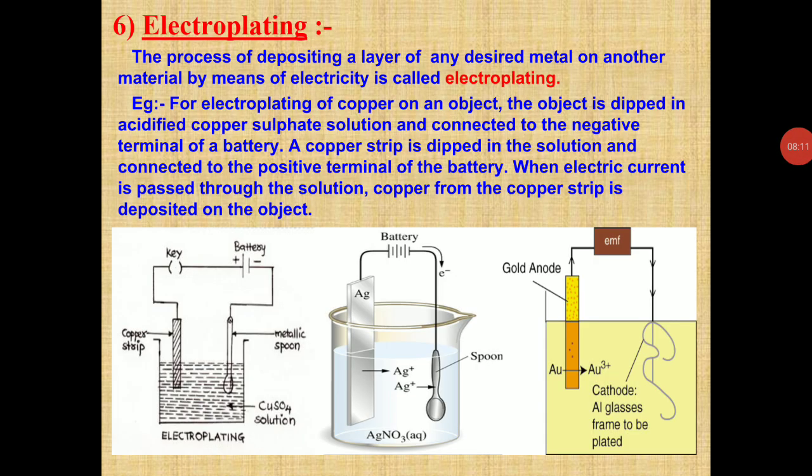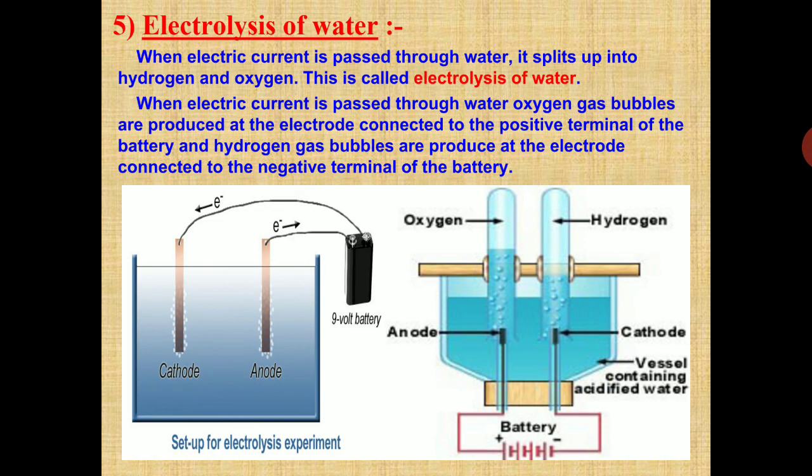So what is electrolysis of water? Electrolysis of water means when electric current passes through water, it is split up into hydrogen and oxygen. You know that water is composed of hydrogen and oxygen. And oxygen is liberated at the anode where the positive terminal of the battery is connected, and hydrogen will be collected at the cathode.